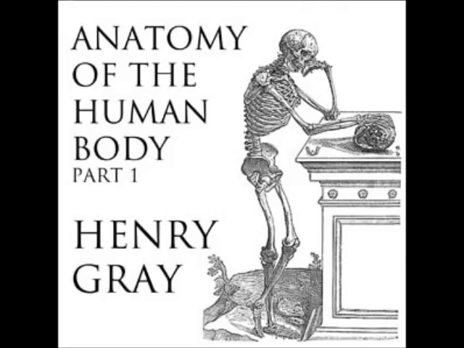Anatomy of the Human Body by Henry Gray, Part 1. Chapter 6C, The Bones of the Lower Extremity, Section 1, The Hip Bone. Ossa extremitatis inferioris and os coxae, innominate bone.